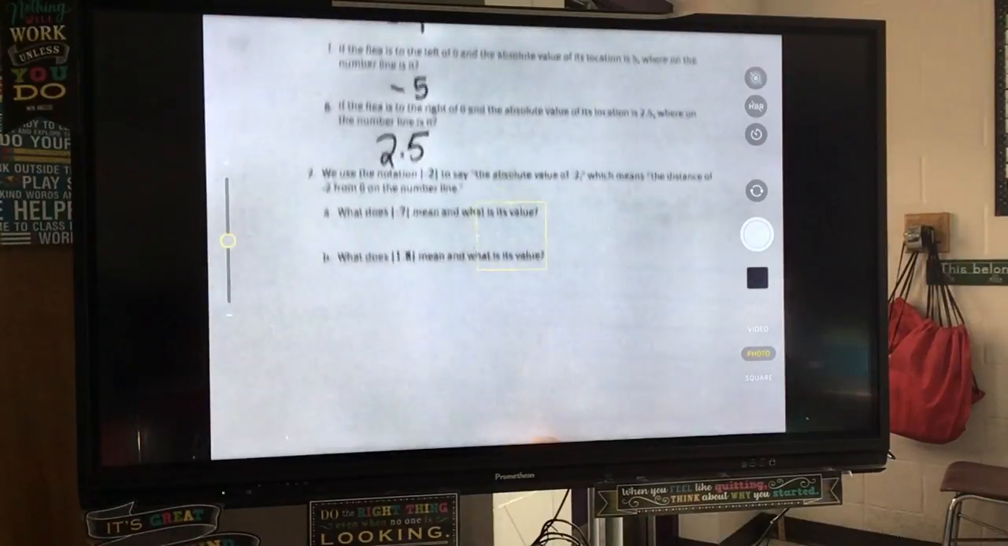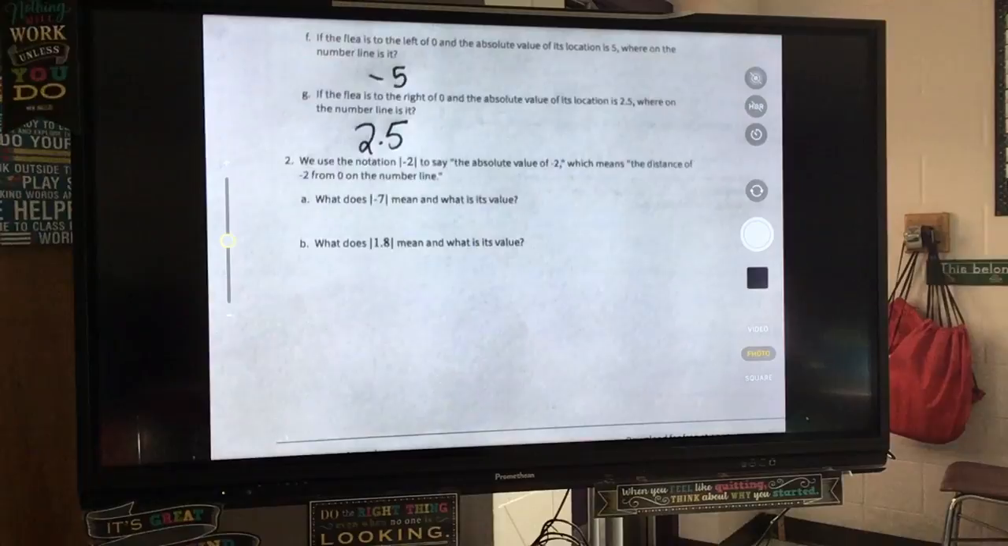Alright, number 2 says, it's a little bit different now. It says we use the notation with the bars, the absolute value of -2, to say the absolute value of -2, which means the distance of -2 from 0 on the number line. So what does the absolute value of -7 mean, and what is its value? So go ahead and write that down. Stand up when you have your answer.